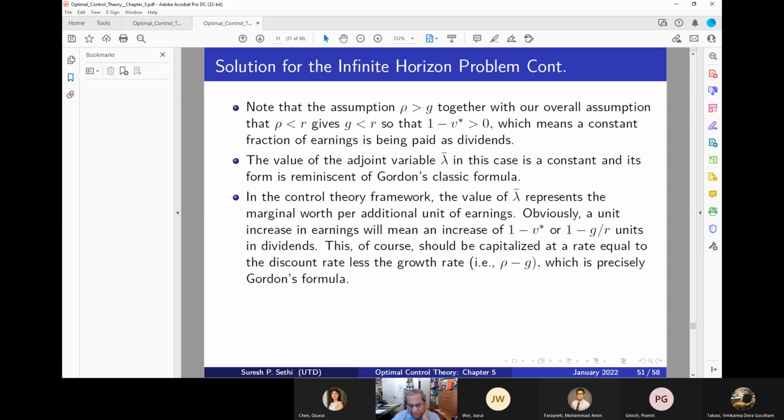And he created a classic formula that is called Gordon's formula. The Gordon's formula is like this.